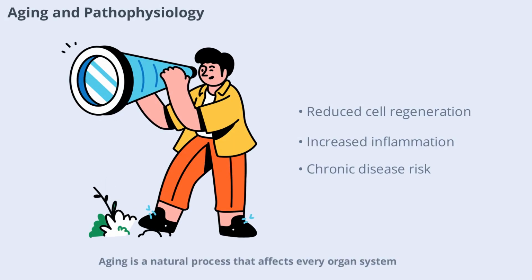Aging is a natural process that affects every organ system. Pathophysiological changes include reduced cell regeneration, increased inflammation, and accumulation of cellular damage. These changes increase the risk of chronic diseases, frailty, and decreased resilience to stress. Understanding the mechanisms of aging helps in promoting healthy aging and managing age-related diseases.